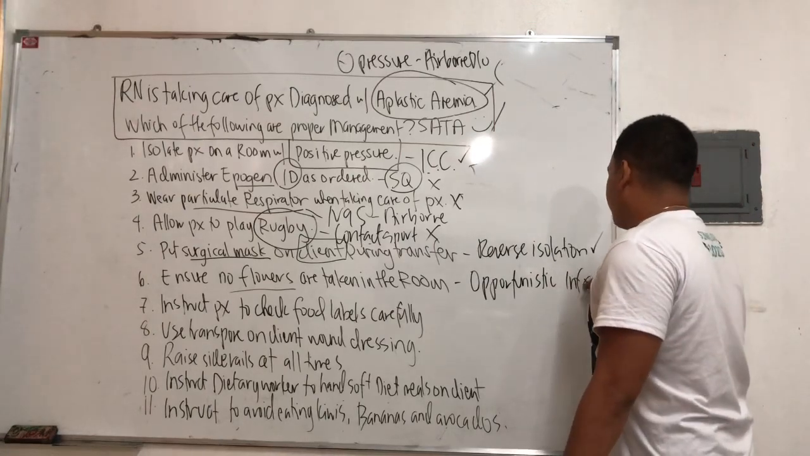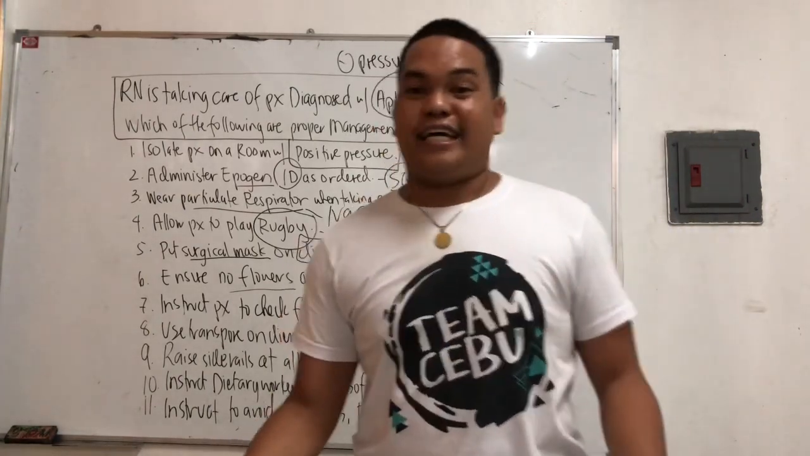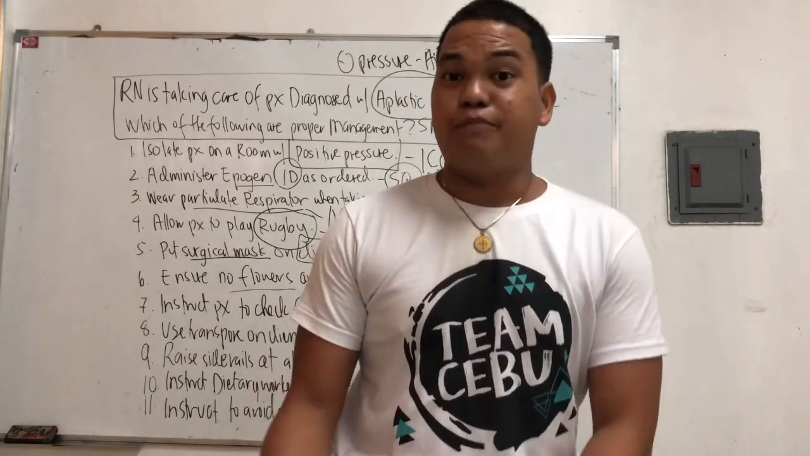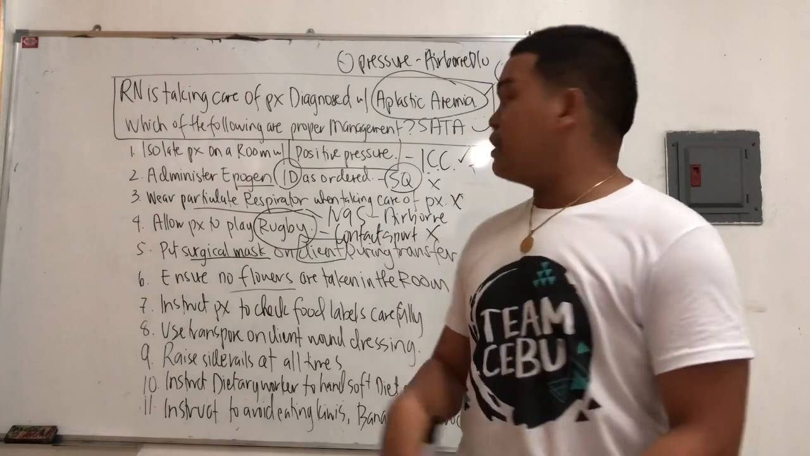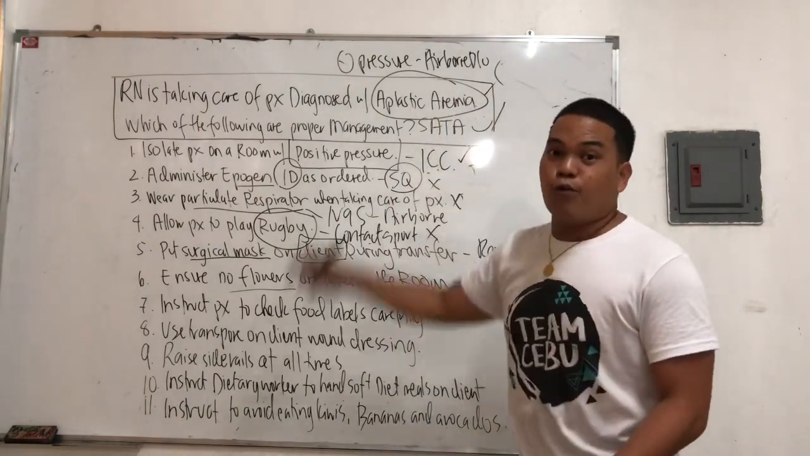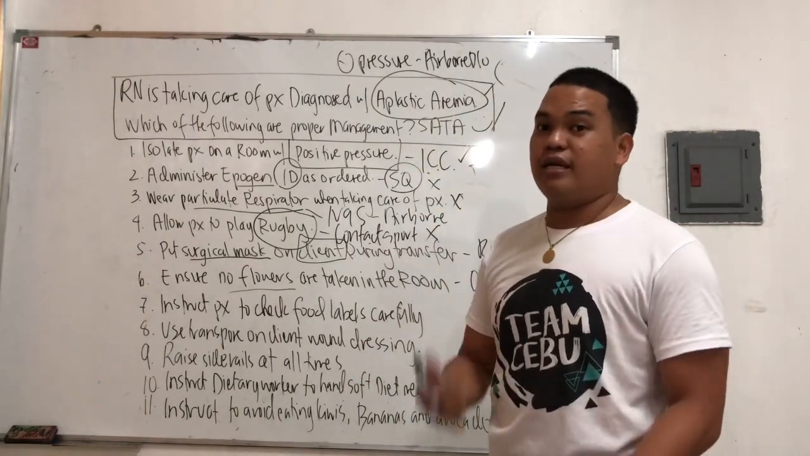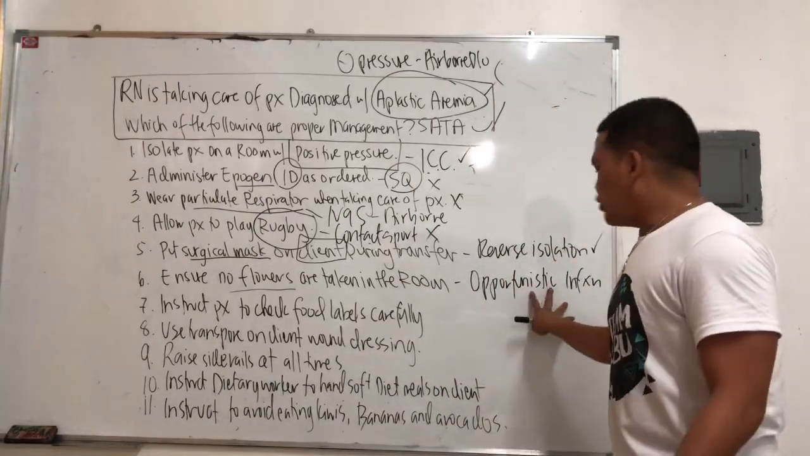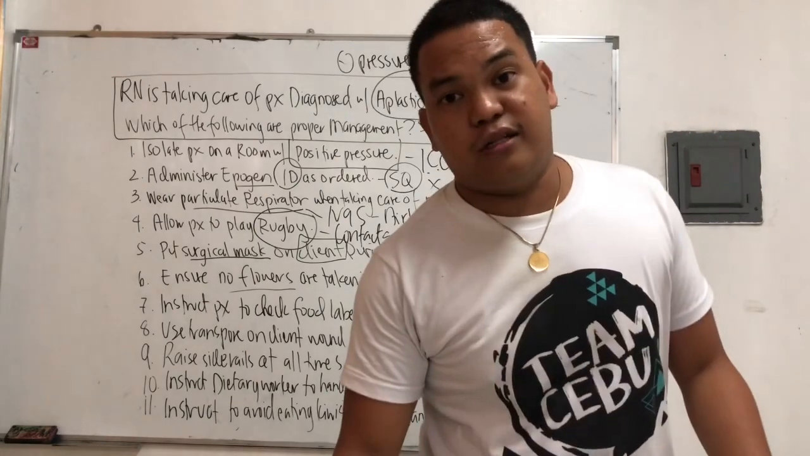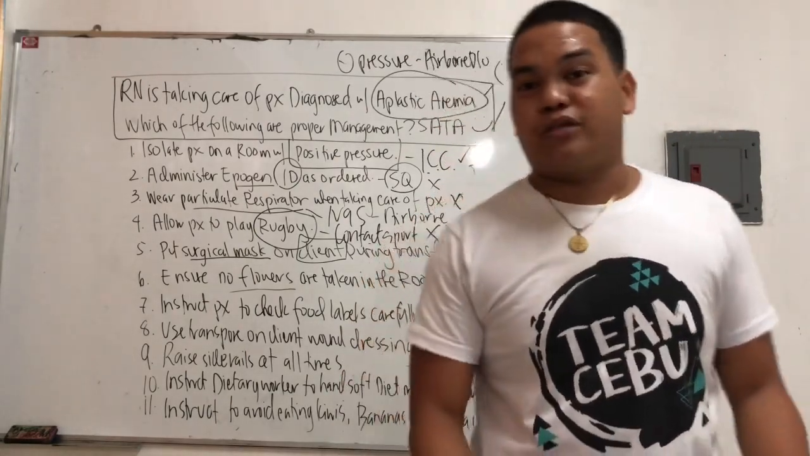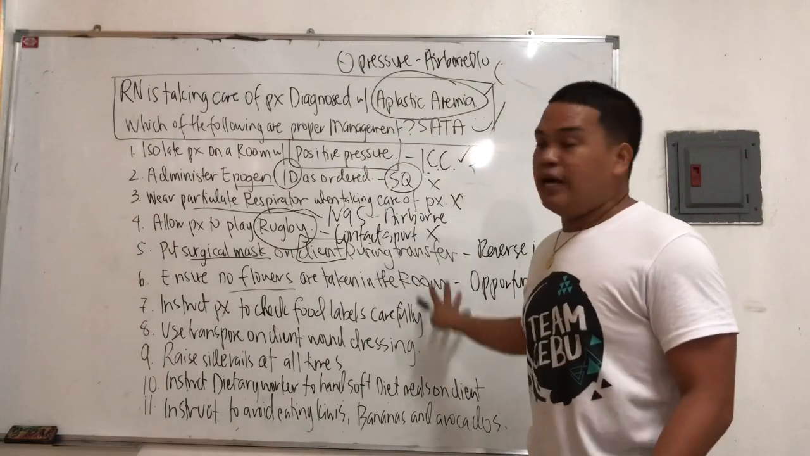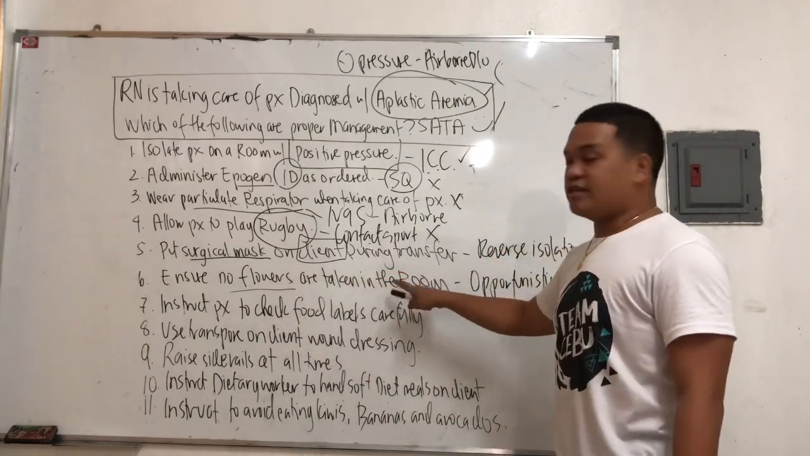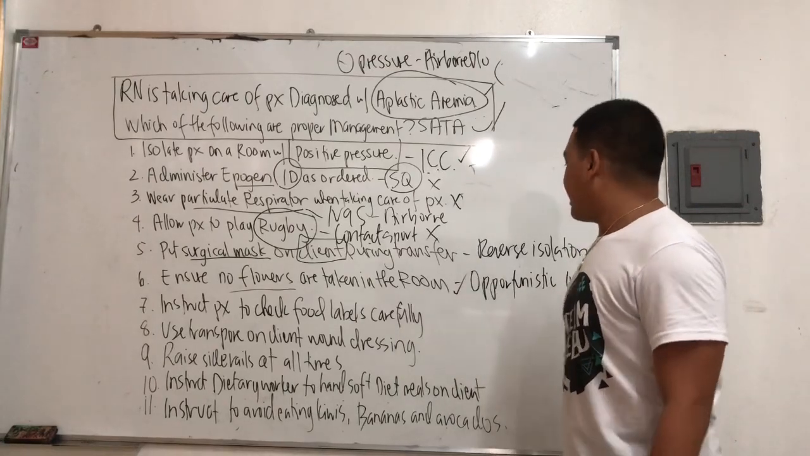Okay? Opportunistic infection. We normal clients with good immune system can receive flowers or potted plants because we have a good immune system. But for the patient having aplastic anemia with decreased WBC levels, of course, the patient would be prone to opportunistic infection. Opportunistic infections, guys, are weak infections, but can also cause problems to the client because of the decreased immune system, because of the decreased WBC levels. Therefore, ensure no flowers are taken in the room is also a correct answer.